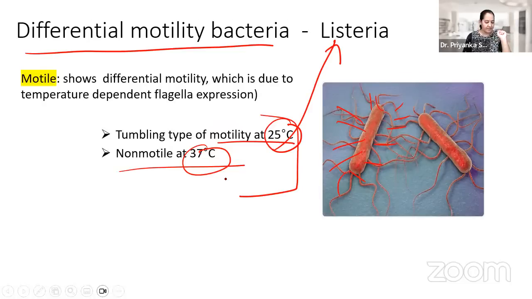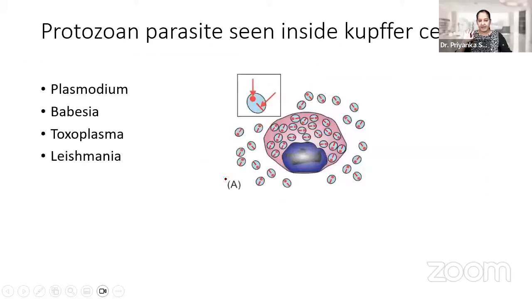So was Listeria there in the option? Kindly let me know. If Listeria is there in the option, the answer is straightforward: Listeria, because no other bacteria show differential motility. So yes, if Listeria is there in the option, you have to go with Listeria, the differential motility question. So Listeria is the answer.